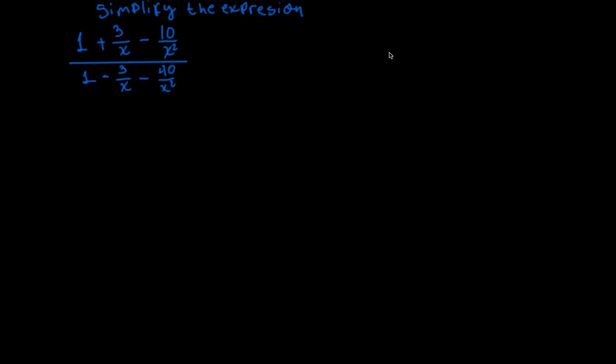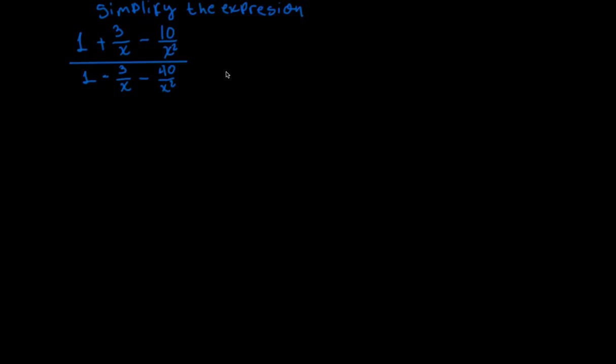Simplify. All right. Simplify the expression (1 + 3/x − 10/x²) divided by (1 − 3/x − 40/x²).